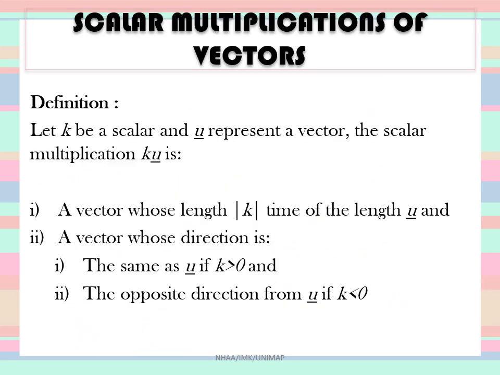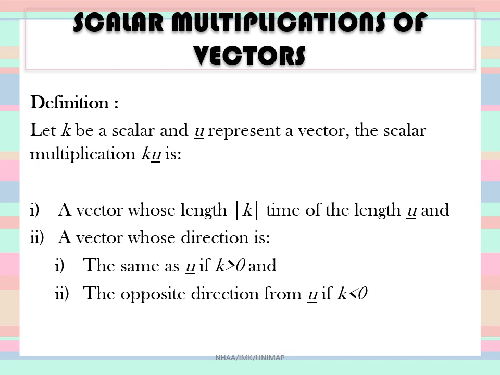Next is scalar multiplication of vectors. Let's say we have k, where k is a scalar. Scalar means it only has magnitude. It is a number, a real number, and u represents a vector. So here you have u, where u is a vector.